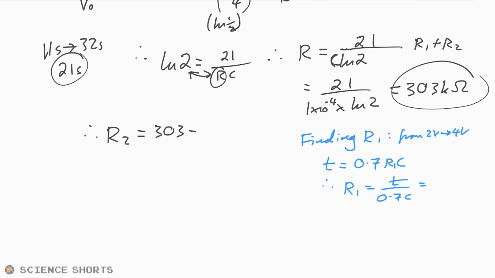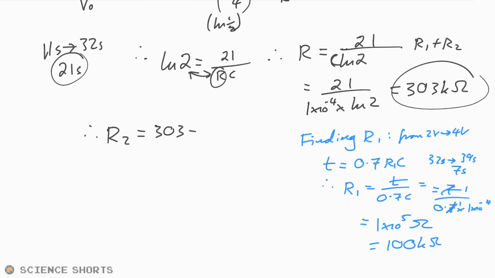And so that is equal to, let's have a look at our graph again. On the right-hand side, when it's charging, it's going from 32 seconds to 39. So that is 7 seconds. So that's 7 over 0.7 times 1 times 10 to the minus 4. So that cancels the 0.1. So it's just 1 over 1 times 10 to the minus 5. So it just ends up being 1 times 10 to the 5 ohms. Or in other words, 100 kiloohms.